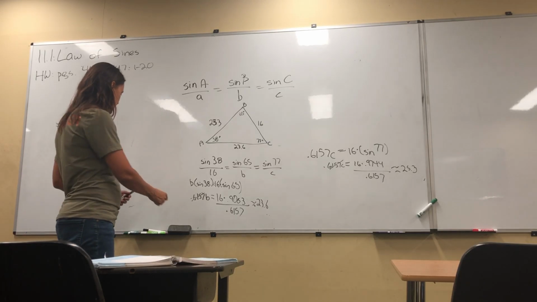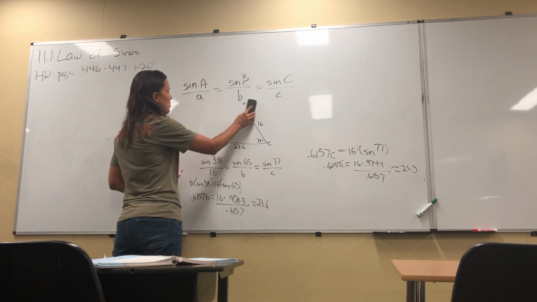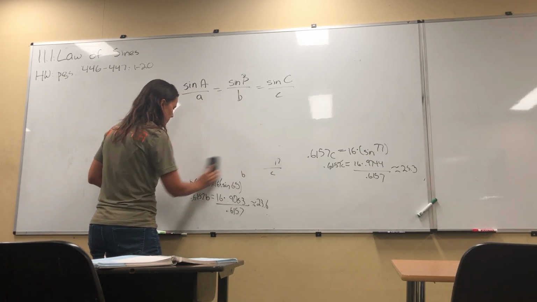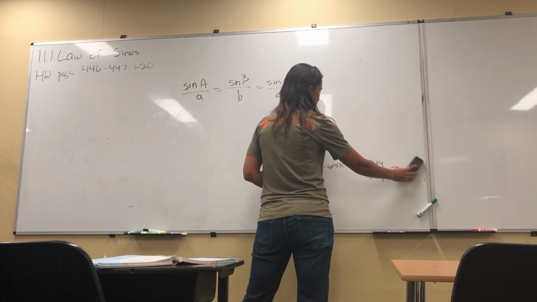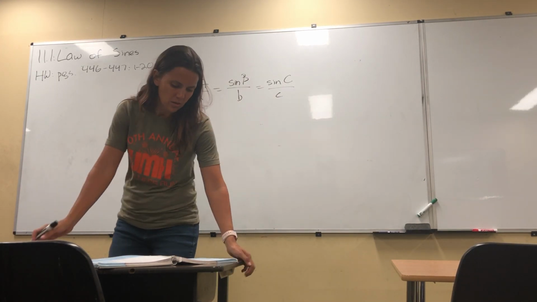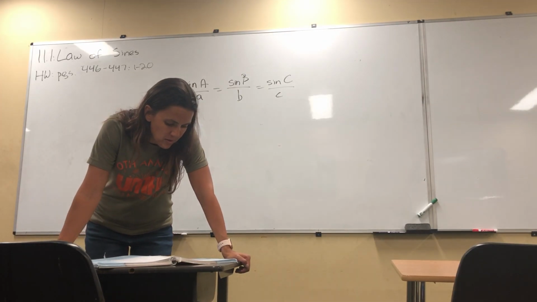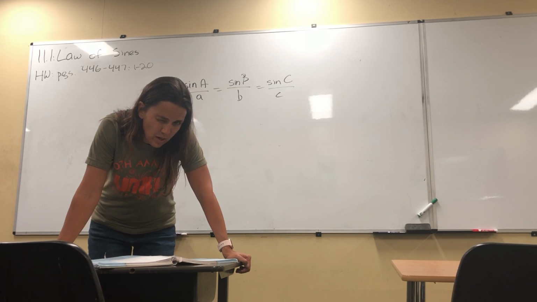Example 2. We'll just redraw the triangle. Alright, example 2 is pretty much the same thing, except this time we have, so in the last one we had 2 angles and 1 side, this time we have 2 sides and 1 angle.